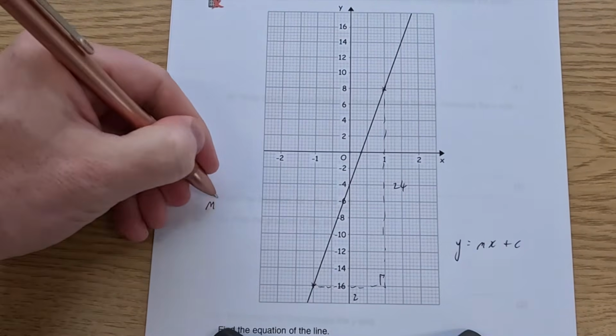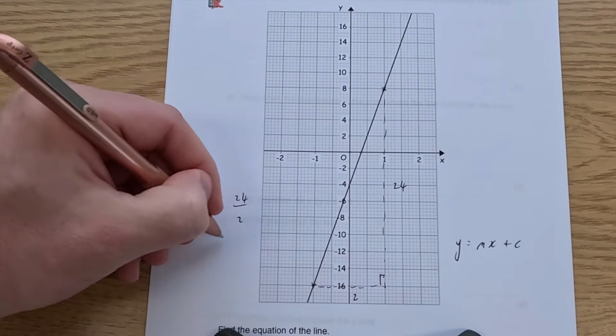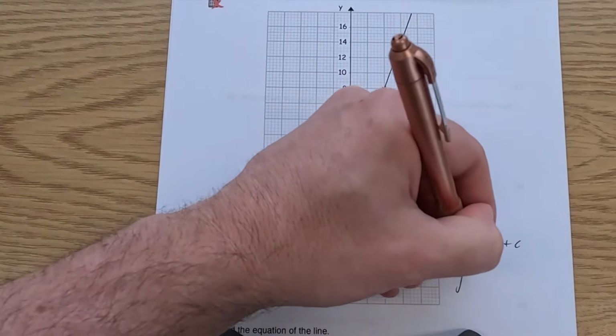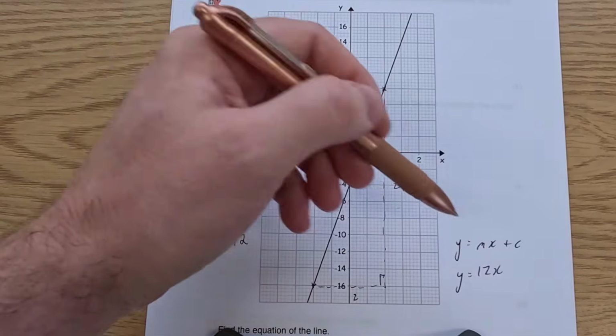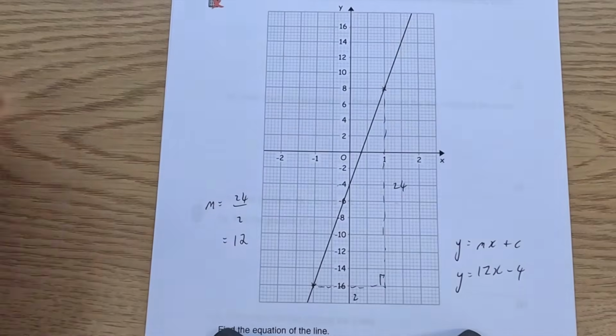So the gradient m is equal to the rise, 24, divided by the run, 2, and 24 divided by 2 is 12. So the gradient of that line is 12, so it's going to be y equals 12x. Then to get the plus c part, we just need the y-intercept of the line, which is negative 4, so minus 4. So the equation of that line is y equals 12x minus 4.